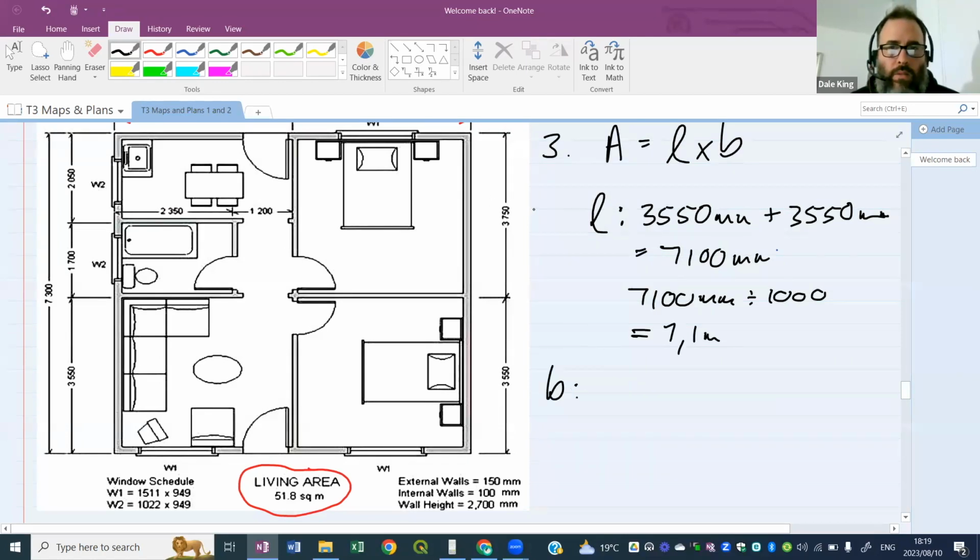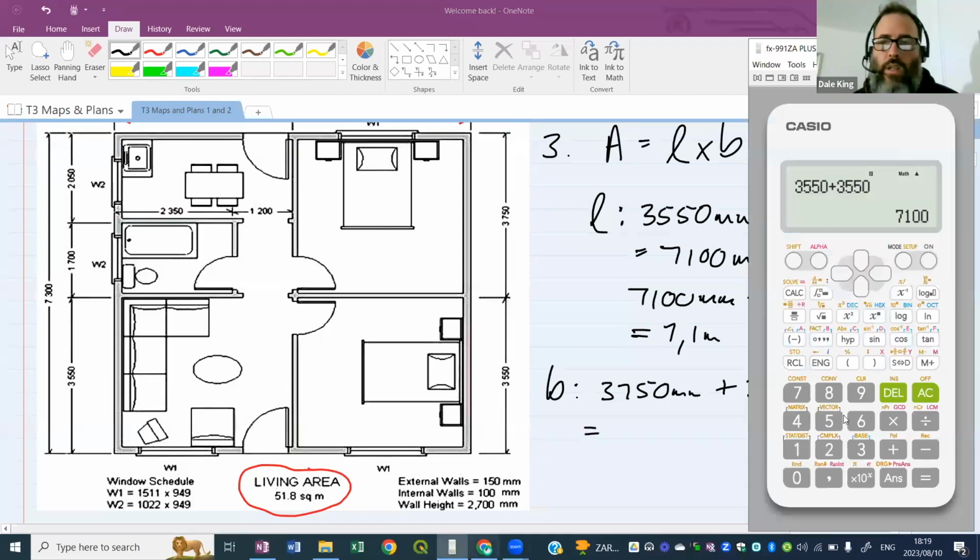Let's do the breadth quickly. Which dimensions do we take now for the breadth? We used the top ones for the length. Use the right. Okay, so 3750 and 3550. Yes. All right, I'm going to add those two up. You can check on your side. I'll check on my side.